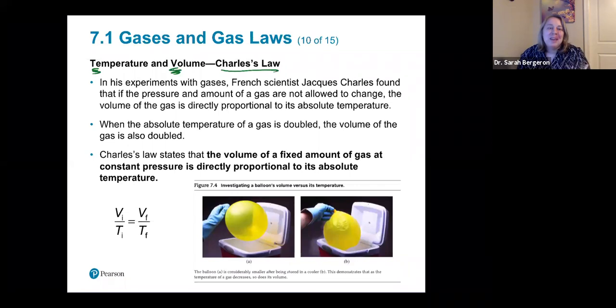All right, so he was the one who figured out there's a relationship between temperature and volume. If you make things cold, like look here at this balloon.